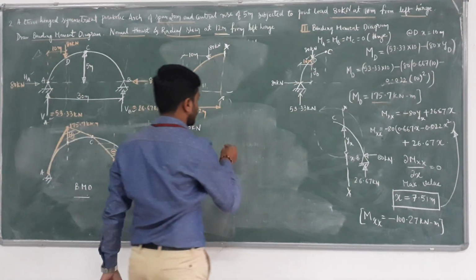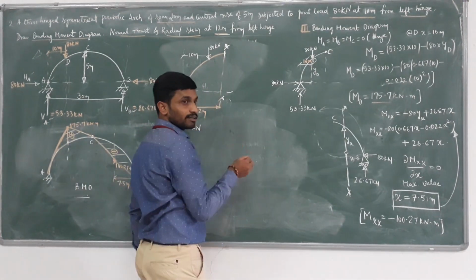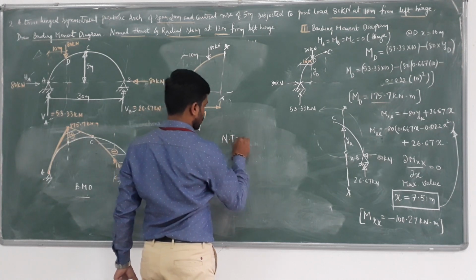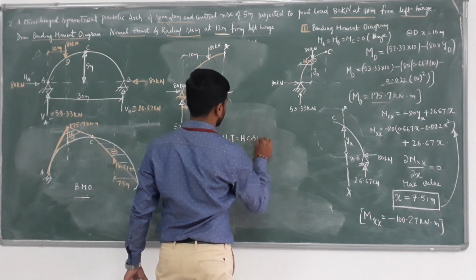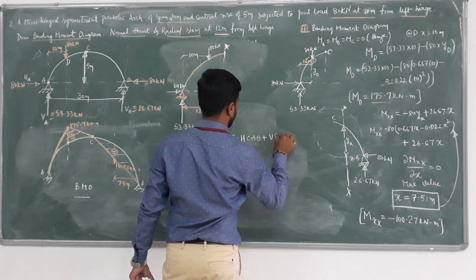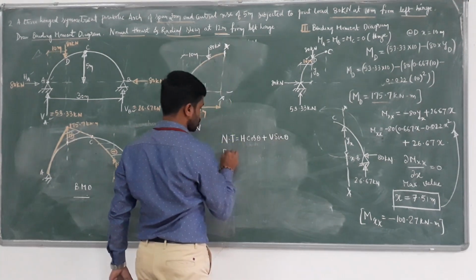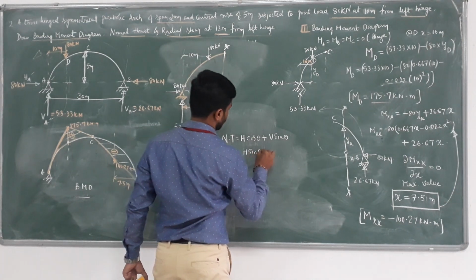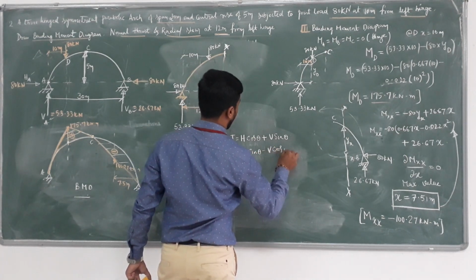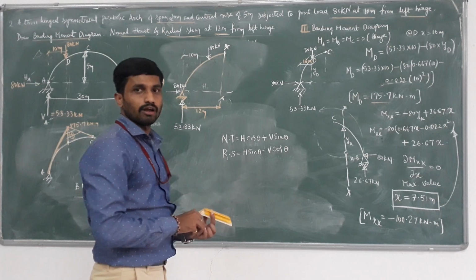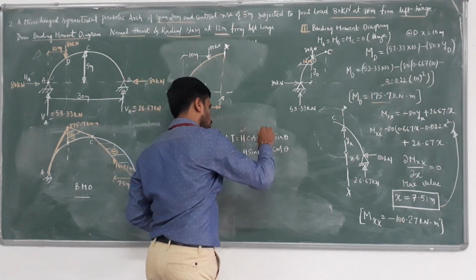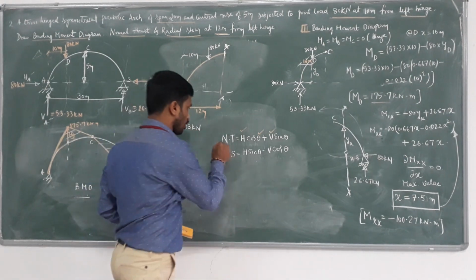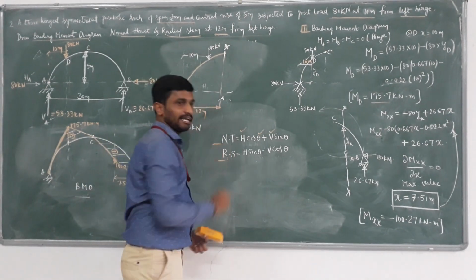We know the standard equation for normal thrust and radial shear. What is the equation for normal thrust? H cos theta plus V sin theta. What is the equation for radial shear? H sin theta minus V cos theta. Just observe over here, we require H value, theta value and V value for the computation of normal thrust as well as radial shear.